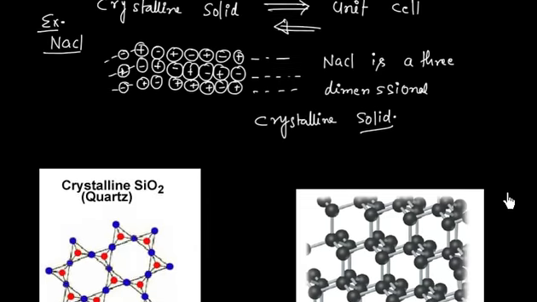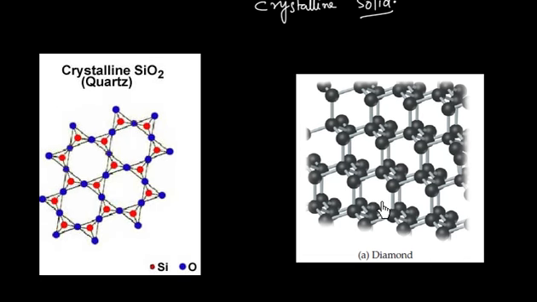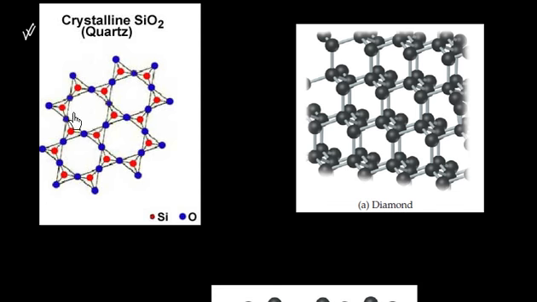Some more examples of crystalline solid we have: quartz, SiO2. You see in this case, the red one is silicon atom and the blue one is oxygen atom. So atoms are arranged in a regular way. You see these patterns are repeating. So you see this pattern, this pattern. So in this case the pattern is repeating.